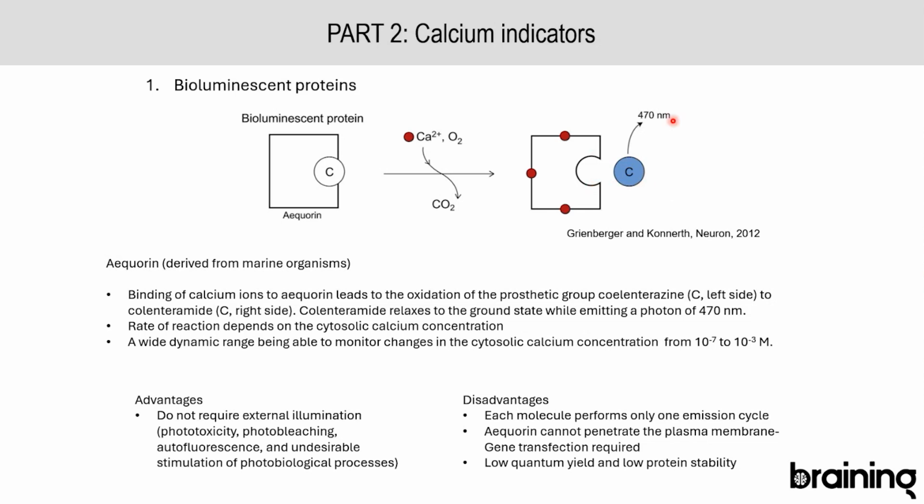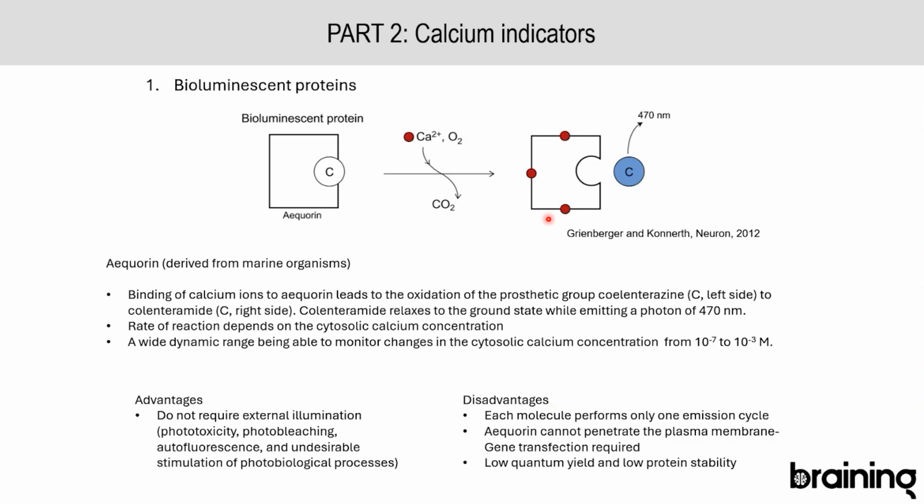Of course, this type of calcium indicator has an advantage, which is that we do not require external illumination of the sample, so we avoid phototoxicity, bleaching, autofluorescence, and the undesirable stimulation of photobiological processes. All this is very important because when we are using fluorescence to see a specific molecule or to control these dyes, we always have this type of disadvantage: phototoxicity, photobleaching, etc.